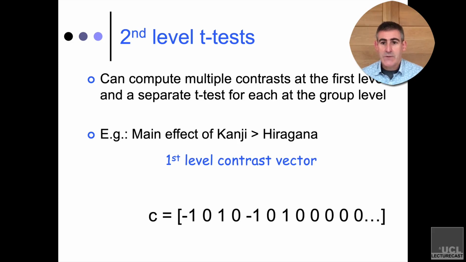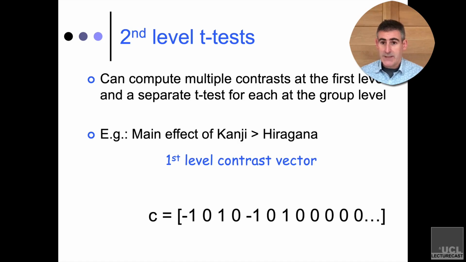Okay, so when we do the group tests, then what we want to do is take the effects from the first level and bring them up to the group. Now, in this case, because we have something more complicated than finger tapping versus rest, we have multiple contrasts that we might want to get. And in a 2x2 design, classically, there are main effects and there are interaction terms. So that's what I want to focus on.